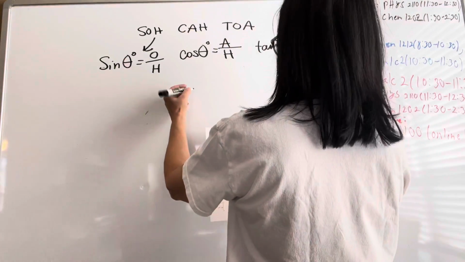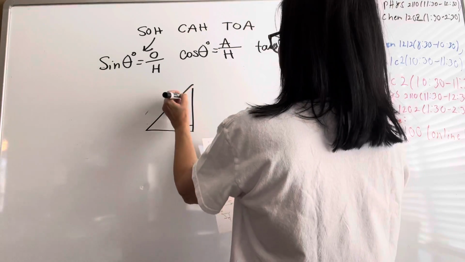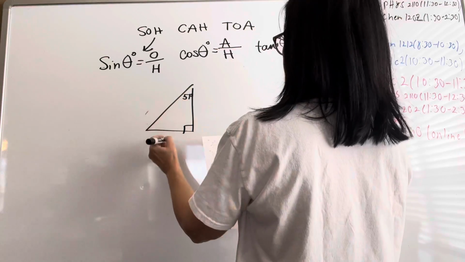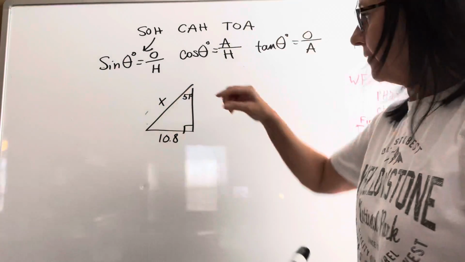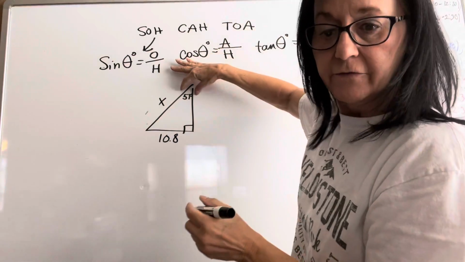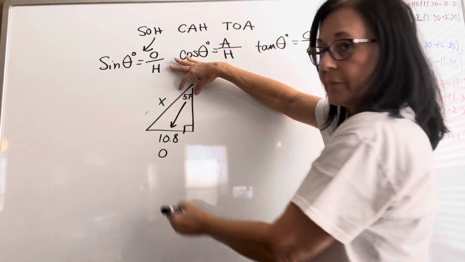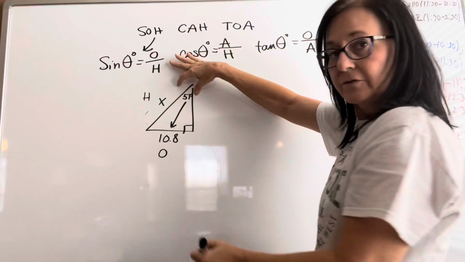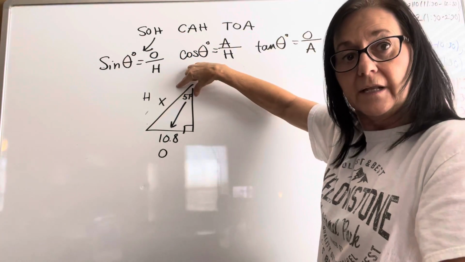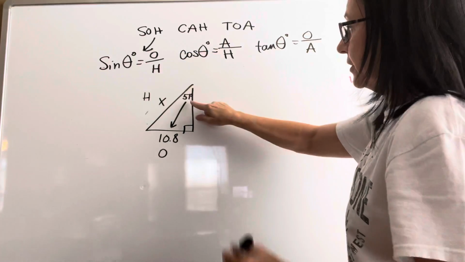All right, let's work another one. What if this is the triangle? And I have 57 degrees, and this is 10.8, and I'm solving for that. Okay, we look at the angle that is given, 57 degrees. The 10.8 is the opposite side, and x is the hypotenuse. What trig ratio uses opposite and hypotenuse? The sine. So that's what I'm going to do.